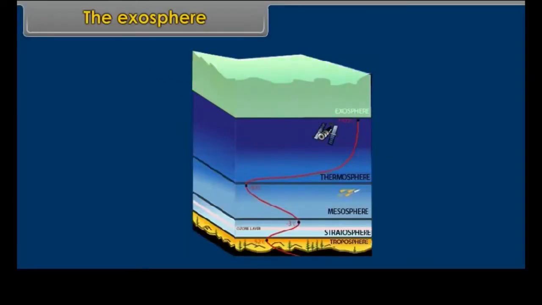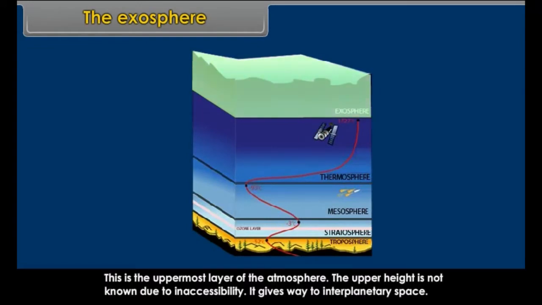The Exosphere. This is the uppermost layer of the atmosphere. The upper height is not known due to inaccessibility. It gives way to interplanetary space.